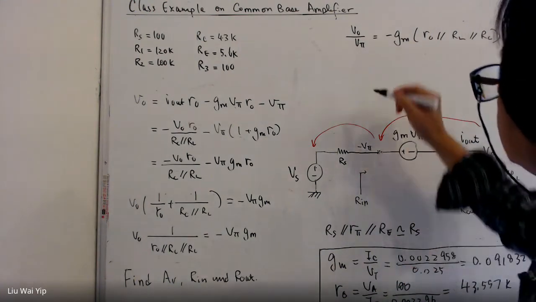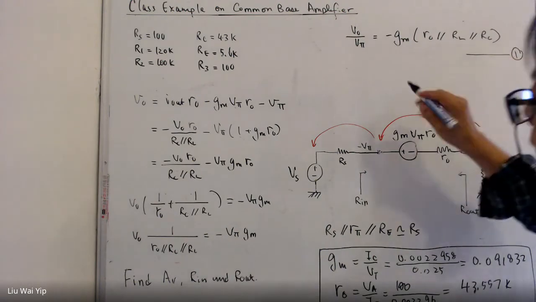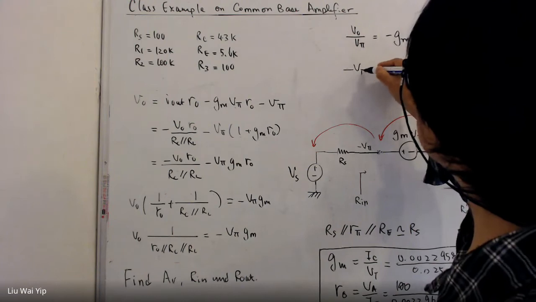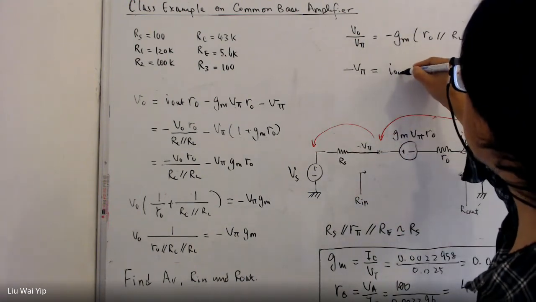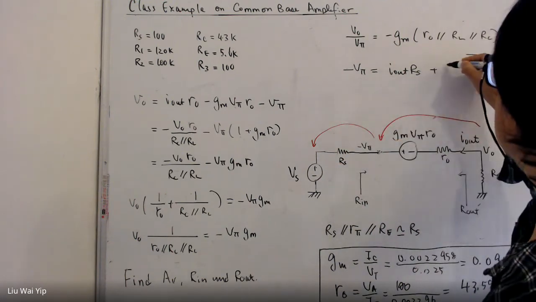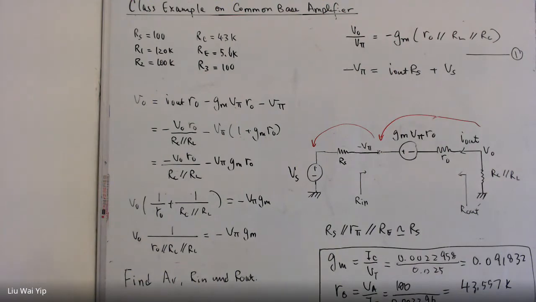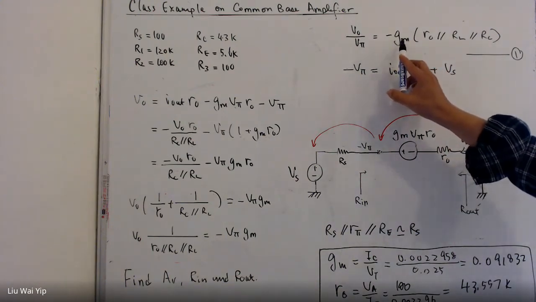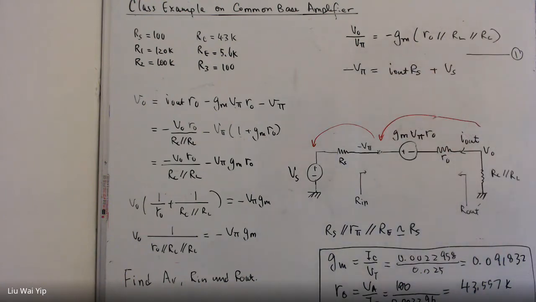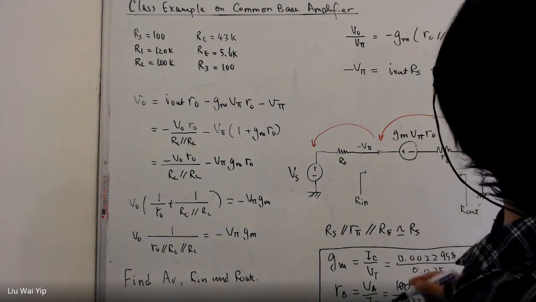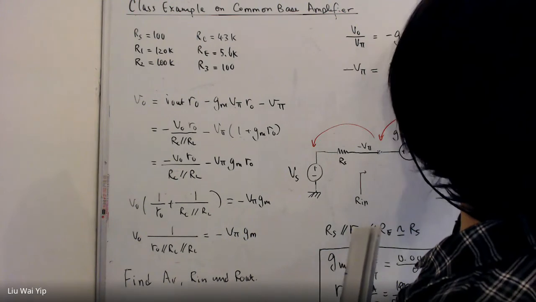So we have minus V pi here. This is equation 1, right? Let's remember this. Minus V pi is equal to what? IR times RS, and then plus VS. And IR is what? What can you do here? Yeah, we can first use this expression to get V pi and then substitute this into here. So what we have here is V pi minus V pi.